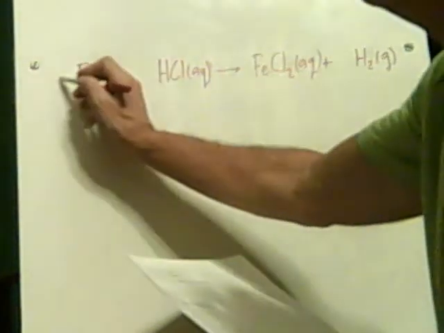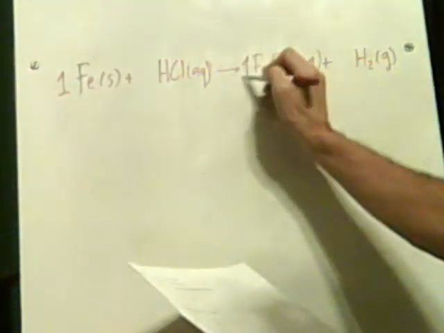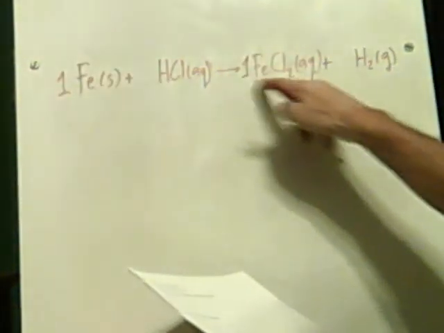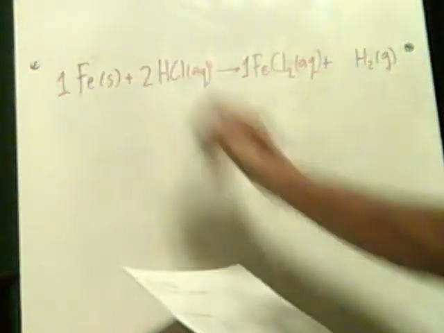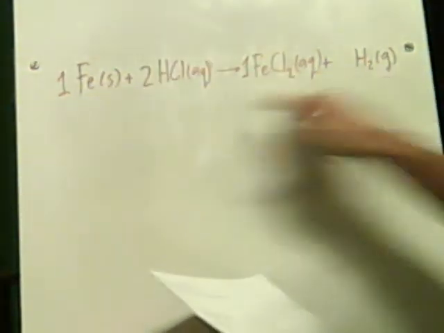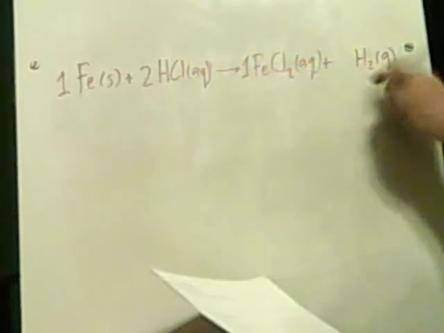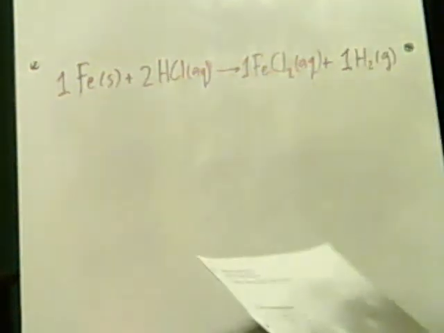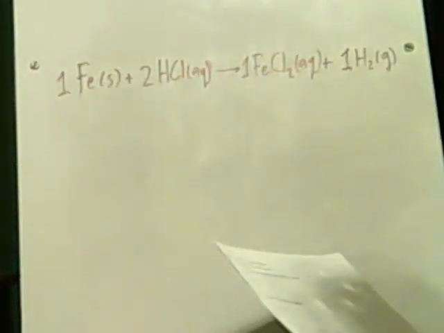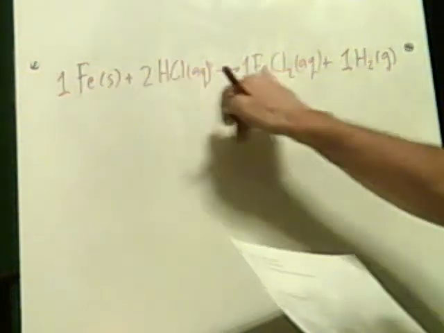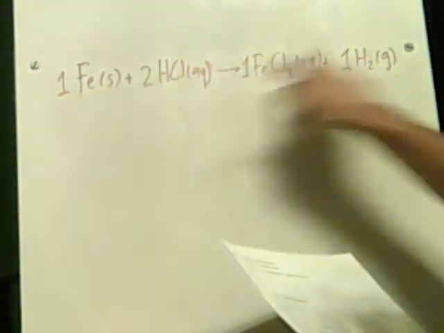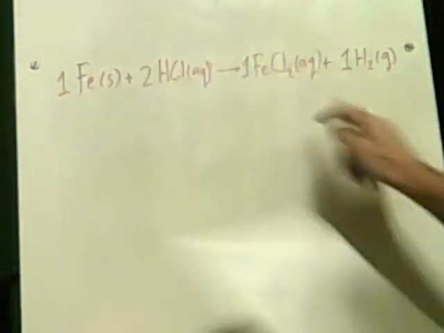So we're going to start with the iron, 1 and 1. Then we'll move to the chlorine. There's 2 chlorines, so they have to be 2 chlorines. Then we'll go to the hydrogens. There's 2 hydrogens, so they have to be 2 hydrogens, so that has to be a 1. So that should be balanced. And double check. 1 iron, 2 hydrogens, 2 chlorines. Balanced.